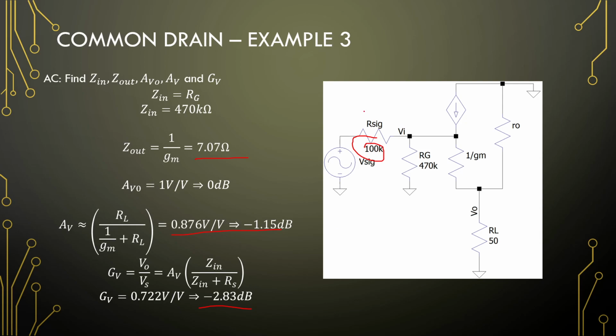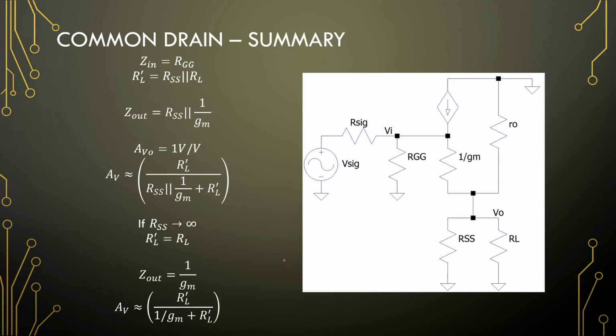Building common drain amplifiers with current sources is typically the best way to do this. So before we go to the simulations, in summary, our input impedance is RGG. R load prime is RSS parallel to R load. So this is R load prime that you will typically find.